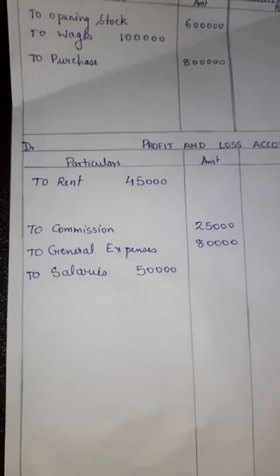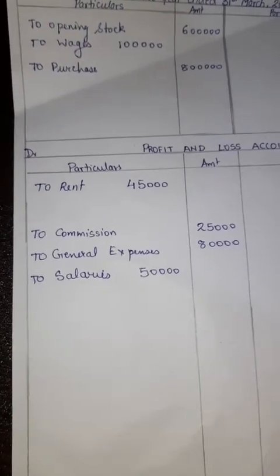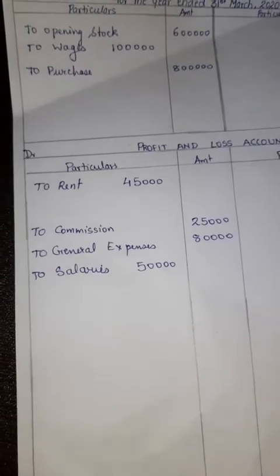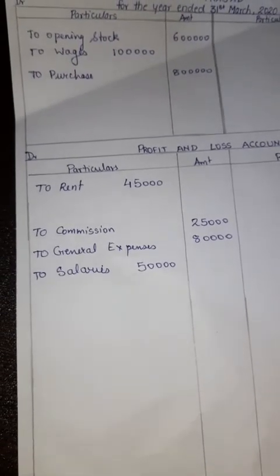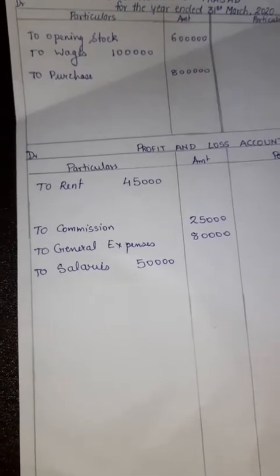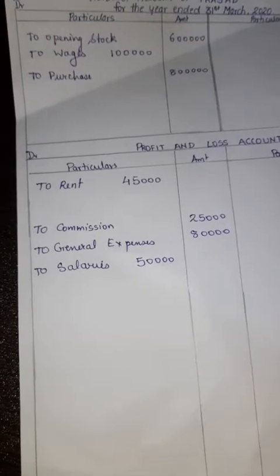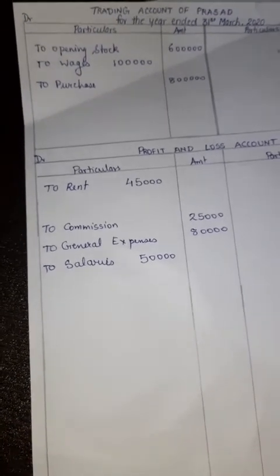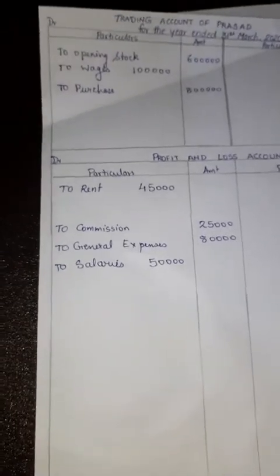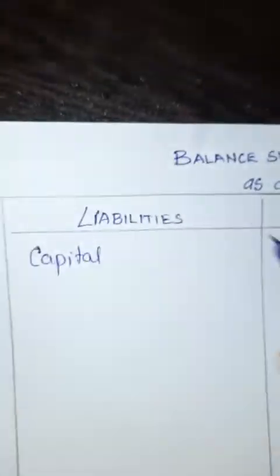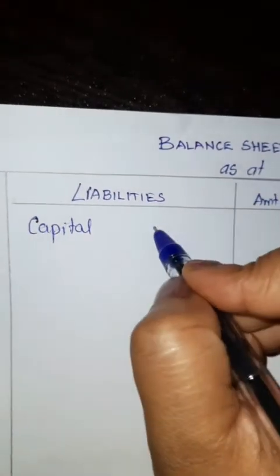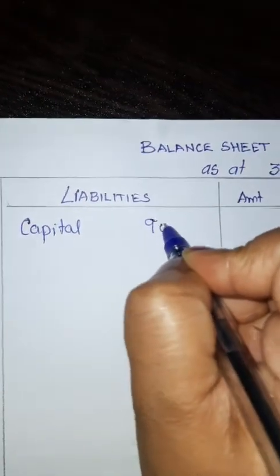Okay. Now next you can find in the question the credit side. All the debit side items I have posted. Now look into the credit side of your question. First item given to you is capital. So capital is an item which comes in the balance sheet. So in the balance sheet, write down capital. Okay. Capital amount should be written in the inner column.